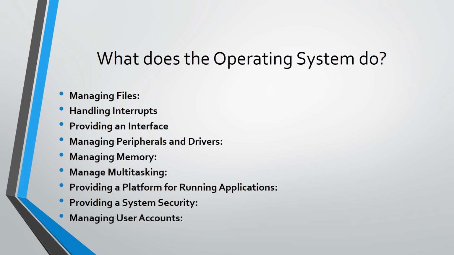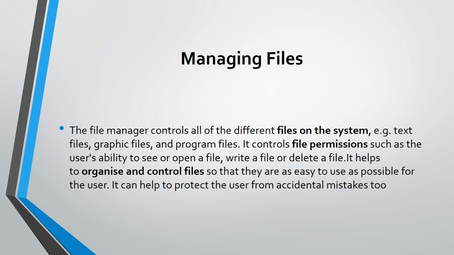Operating system will help us in a lot of ways. It's managing files, it handles interrupts, it provides an interface, it manages peripherals and drivers, it manages memory, it manages multitasking, it provides a platform for running applications and system security and user accounts. In fact, everything is managed by the operating system in our system. Without operating system, our computer or this monitor is useless. So, one by one, we will be talking about all the things the operating system is responsible for.